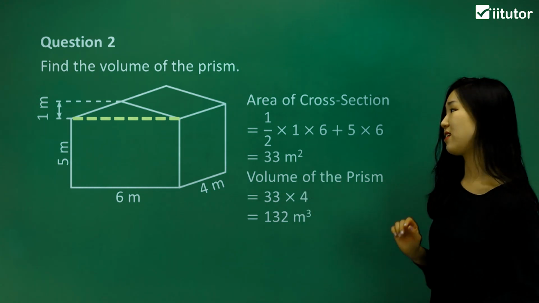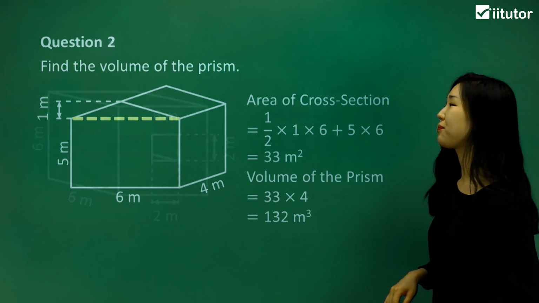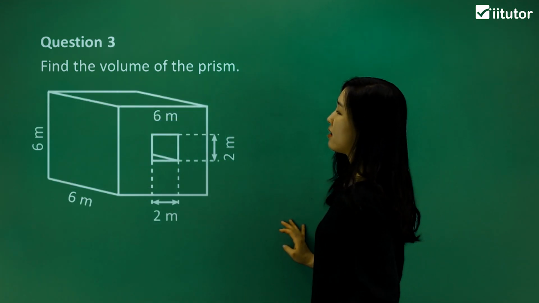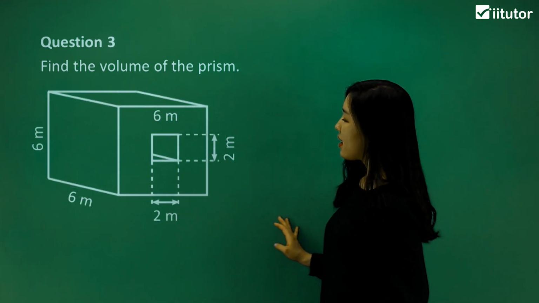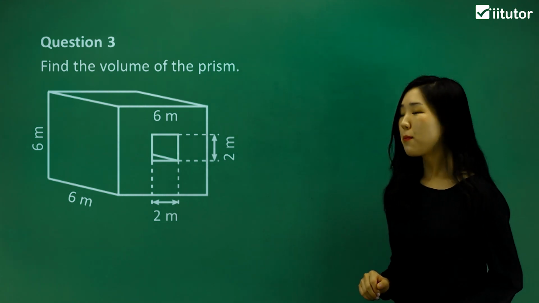That's the volume of this particular prism. So again, I did some splitting, didn't I? Alright, question 3. Find the volume of the prism. Again, it's a unique kind of shape because this one has got a little hole.